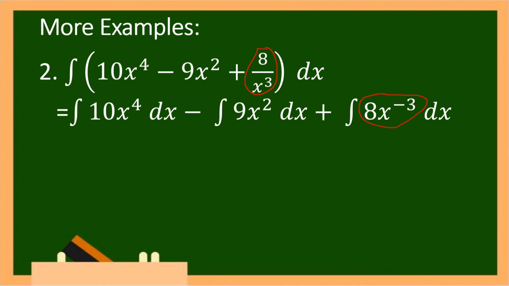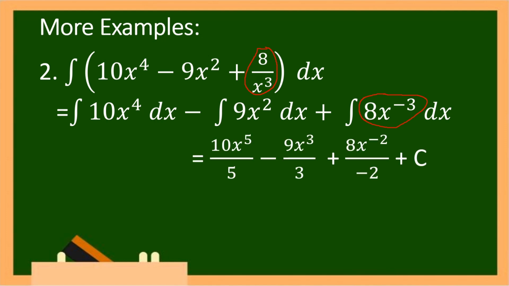So evaluating all the integrals, we have 10x raised to 5 over 5 minus 9x cubed over 3 plus 8x raised to negative 2 over negative 2 plus c, which is equal to 2x raised to 5 minus 3x cubed minus 4 over x squared plus c.